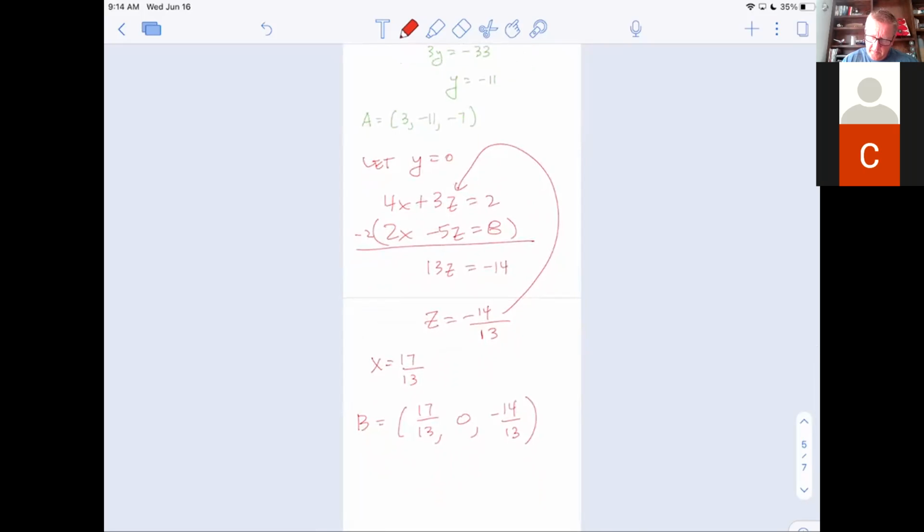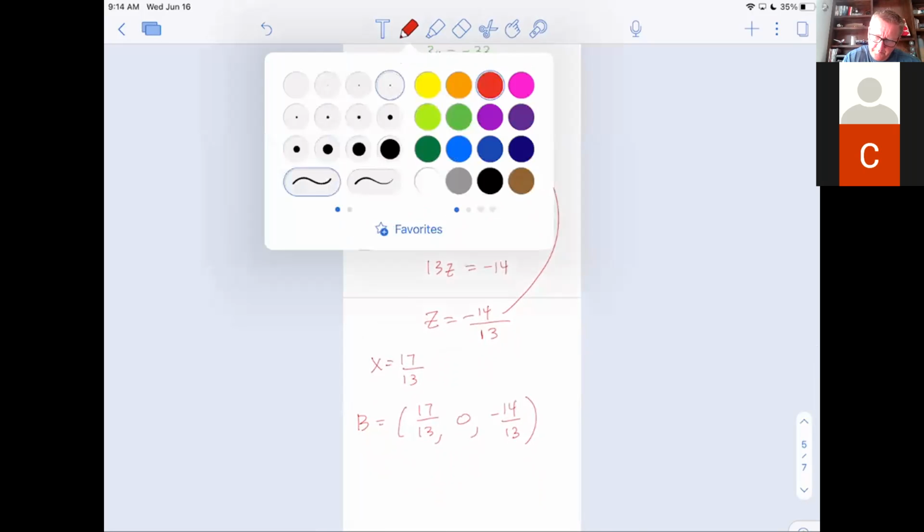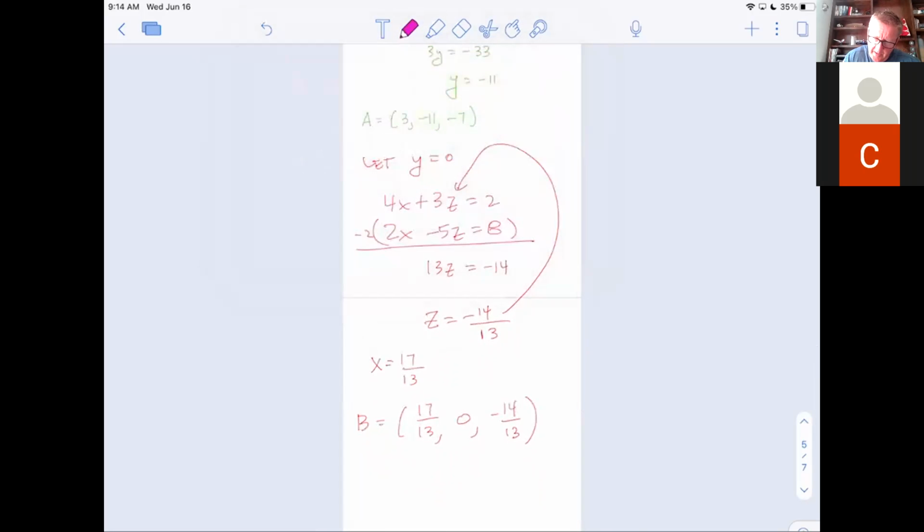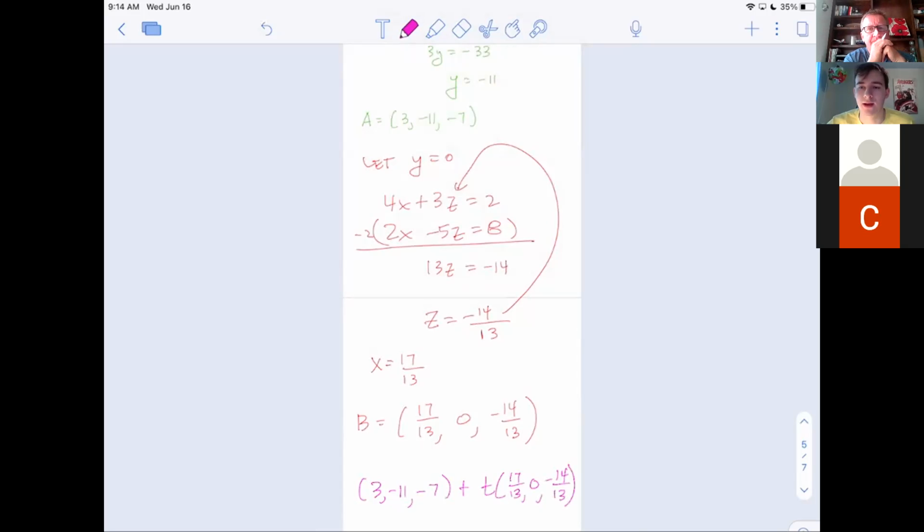So is this the right answer then? If I say, cool, here's my line. It starts at 3, -11, -7, and it goes through this. Is this true? Not true. No, because we have to have a vector and a line and a point. So yeah, this second needs to be a vector.